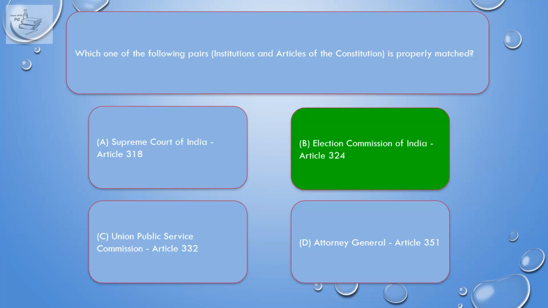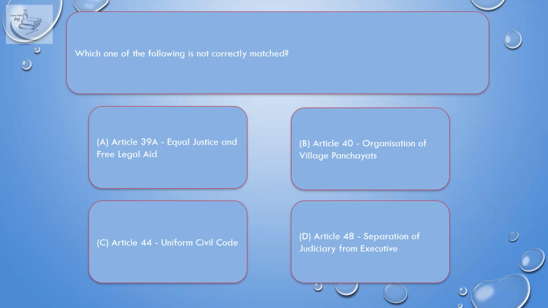Correct answer is B. Election Commission of India, Article 324. Question: Which one of the following is not correctly matched? A. Article 39A, Equal Justice and Free Legal Aid. B. Article 40, Organization of Village Panchayats. C. Article 44, Uniform Civil Code. D. Article 48, Separation of Judiciary from Executive.